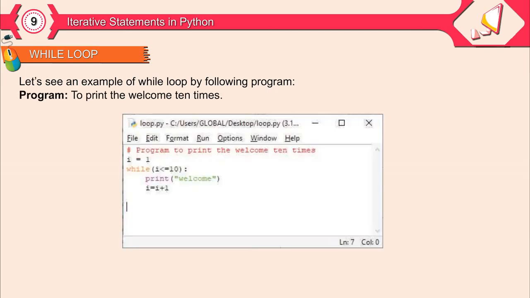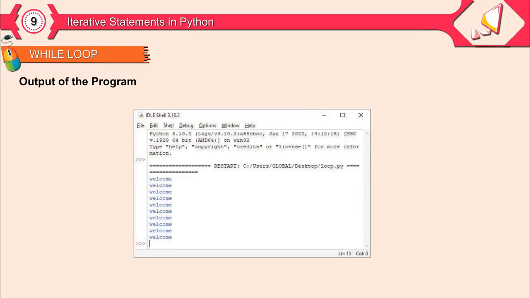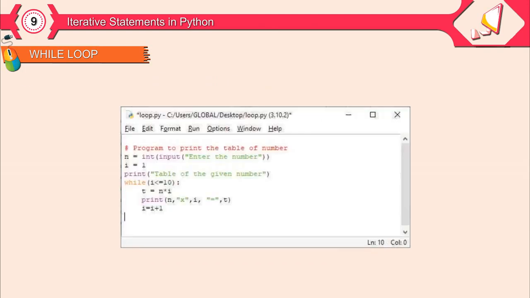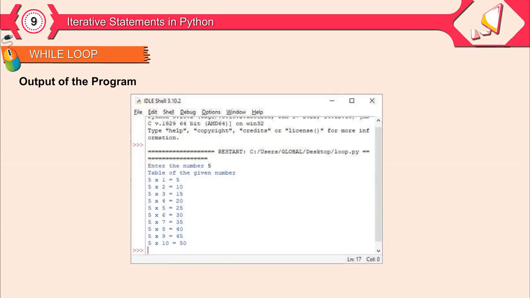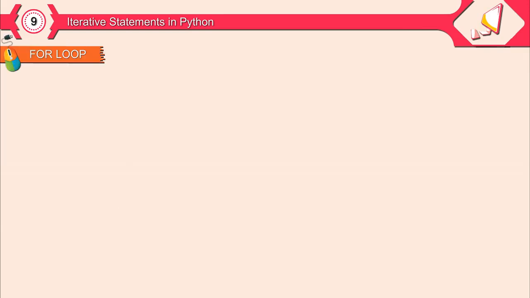Let's see an example of while loop by following program. Program: to print the welcome 10 times. Output of the program. Program: to print the table of any number. Output of the program.